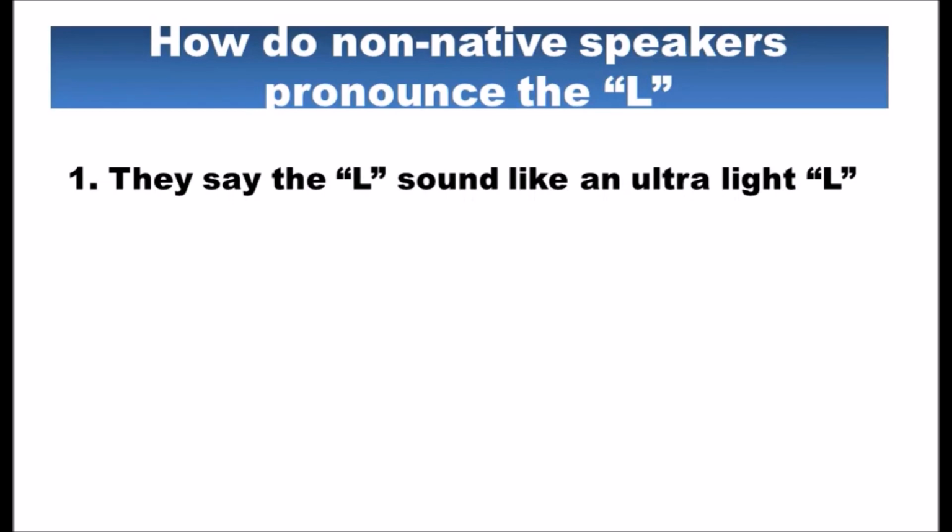Number one, they say the L sound like an ultra-light L. Ultra-light L? Yeah, how? Here, guys, in this word I have light L, and in this word I have dark L, right? So how can I say the light L at the beginning of the word? Light, right? And here, kill. It's not killed, as we agreed. Okay. How do the non-native speakers say it? They say it like an ultra light L.